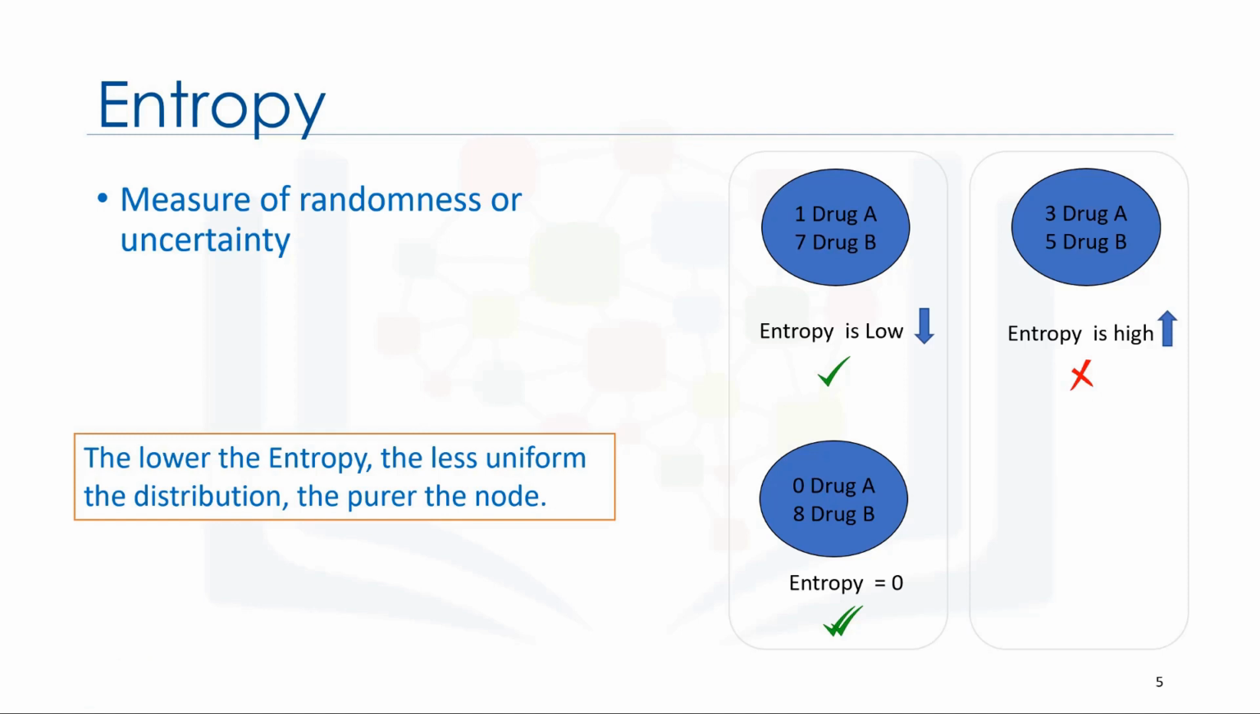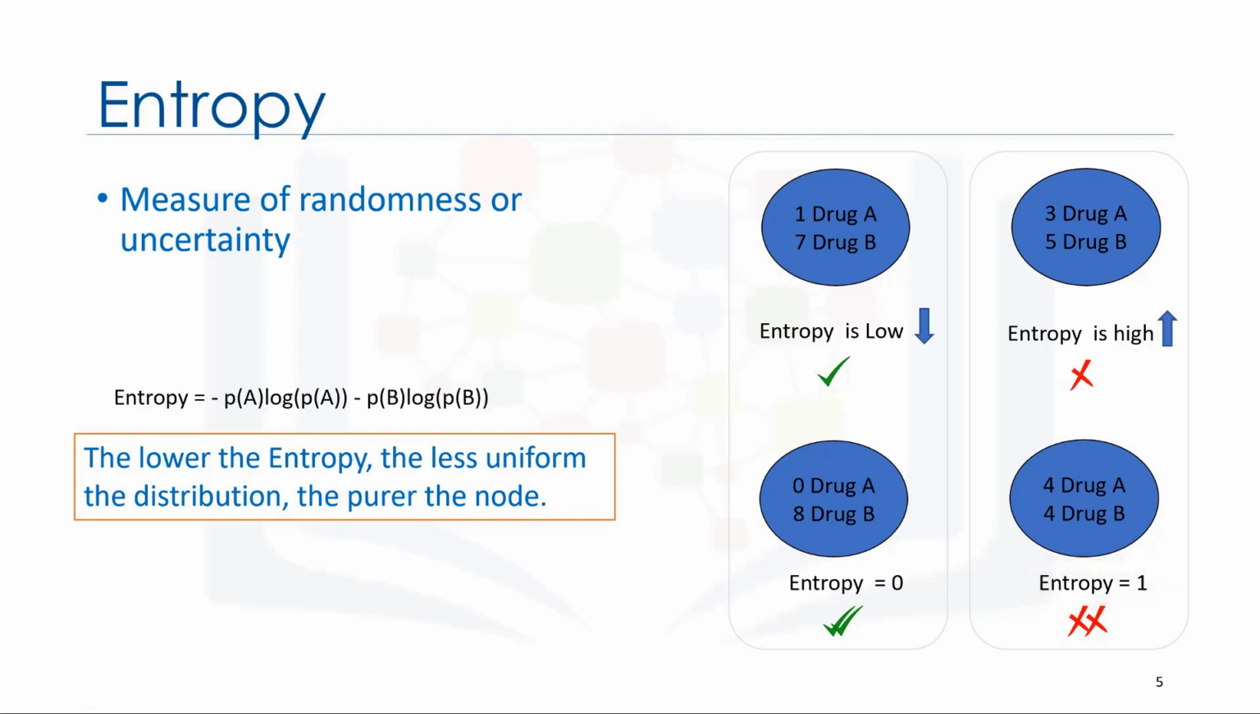If the samples are completely homogeneous, the entropy is 0, and if the samples are equally divided, it has an entropy of 1. This means if all the data in a node are either drug A or drug B, then the entropy is 0. But if half of the data are drug A and other half are B, then the entropy is 1. You can easily calculate the entropy of a node using the frequency table of the attribute through the entropy formula, where P is for the proportion or ratio of a category, such as drug A or B.